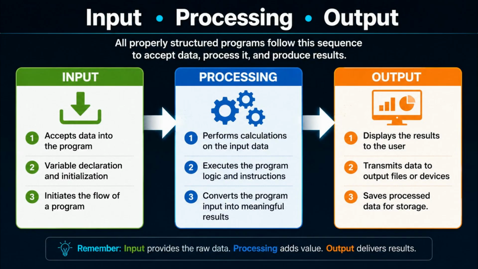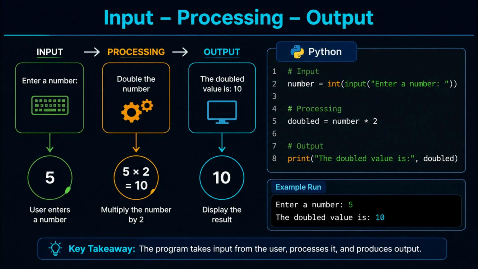Input, processing, output, in more detail. Input accepts data into the program through variable declaration and initialization, kicking off the program's flow. Processing performs calculations on that input, executing the program's logic to convert it into meaningful results. Output displays those results to the user, transmits them to a file or device, and may save the processed data for later. Here's input processing output as an actual Python program.